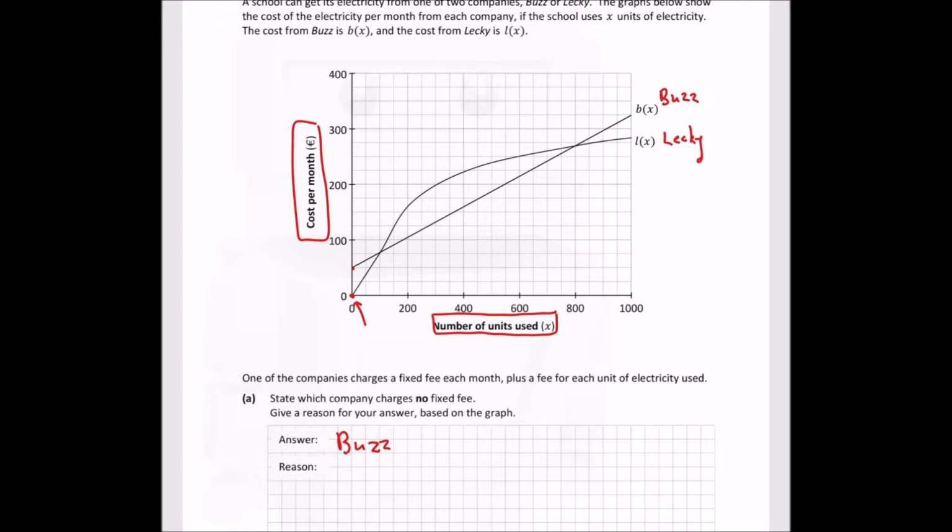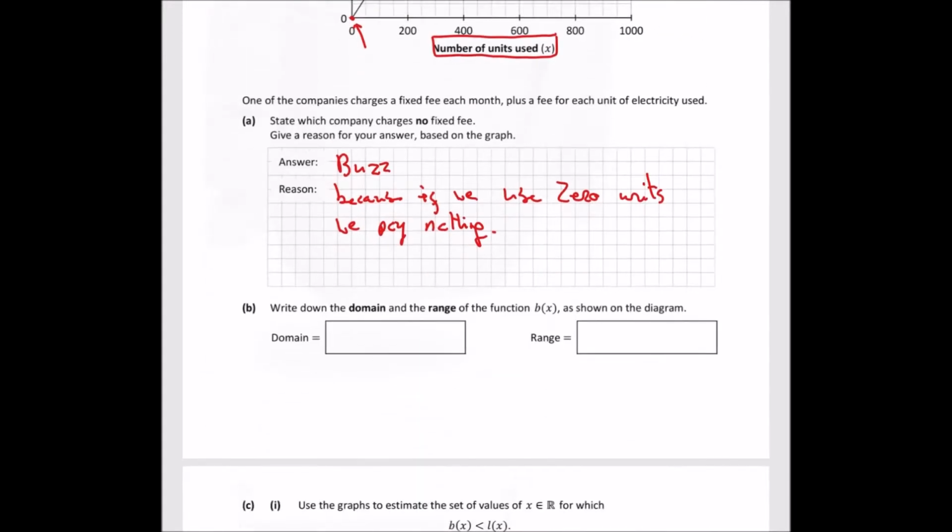And why? Well, because if we use 0 units, we pay nothing. Right? Write down the domain and the range of the function of bx.